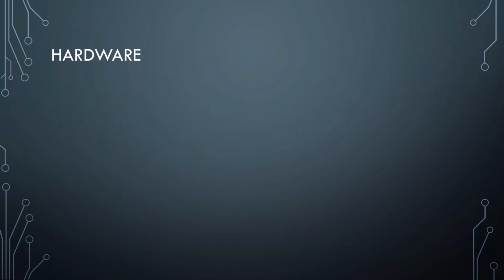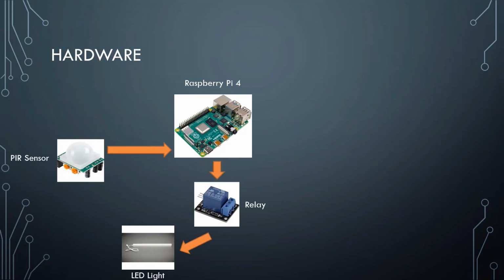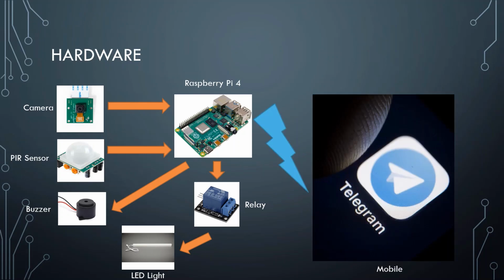Let's see what hardware I've used for this project. I have used a Raspberry Pi 4, a PIR sensor, a relay which turns on the LED light, a buzzer, and a Pi camera which is interfaced with the Raspberry Pi. I'm using the Telegram app on my mobile, which receives the captured image and message from the Raspberry Pi 4.